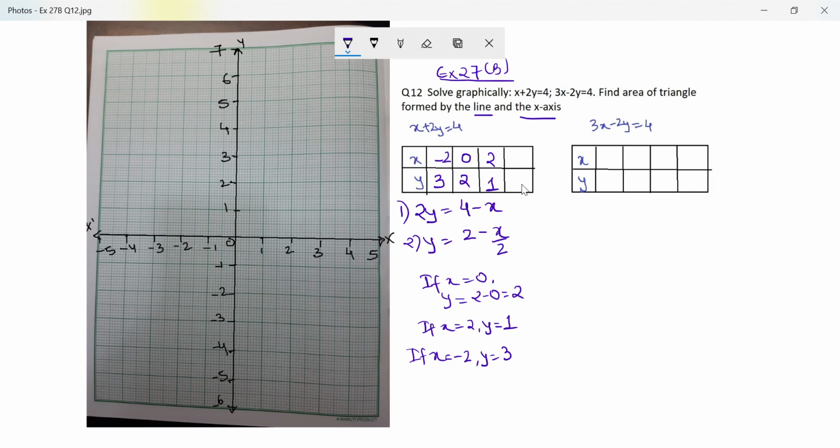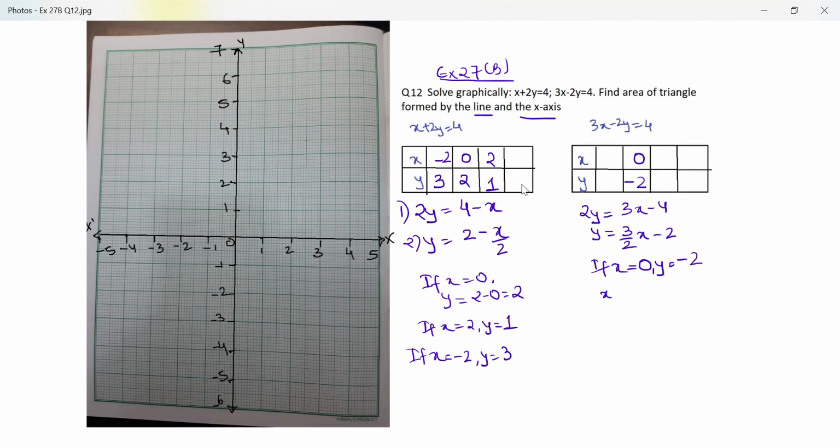Similarly, let's do it for this one. 3x minus 2y is equal to 4, which means 2y is equal to 3x minus 4, which means y is equal to 3 by 2 x minus 2. Again, x is divided by 2, so I'll take values of x as multiples of 2. If x is equal to 0, then y is equal to negative 2. If x is equal to 2, y would be equal to 3 minus 2, which is 1. So this is 2 and 1.